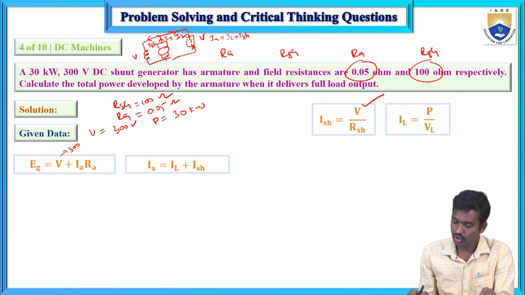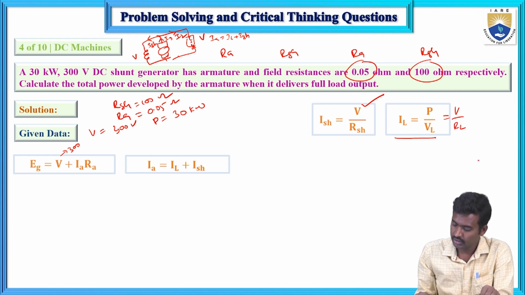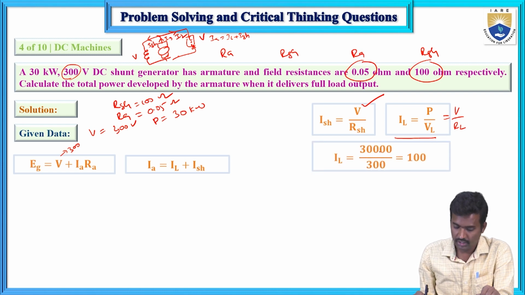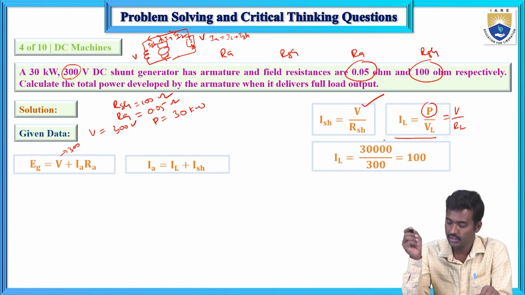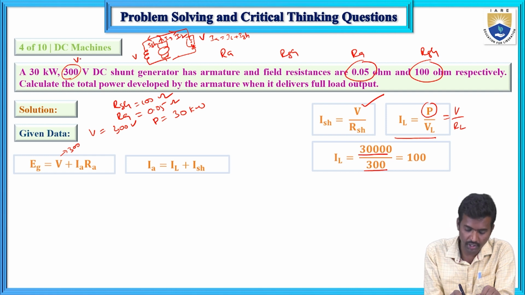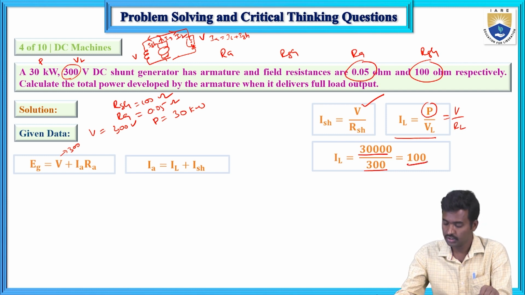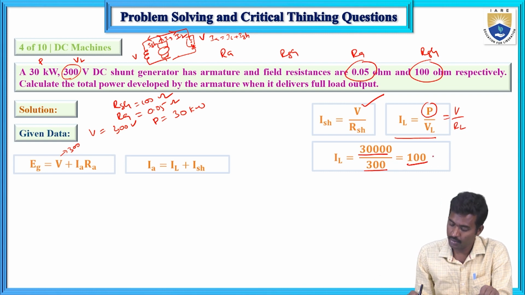Next, this formula is important. In the previous problem, we mentioned IL equals V by RL. Same way, here you can write V by RL also. Now here the total power 30 kilowatts divided by this total voltage. IL equals total 30 kilowatts, 30 into 10 power 3, divided by the terminal voltage, which is 300. This one is the VL and this one is the power. If you simplify this, it is 100 amps.